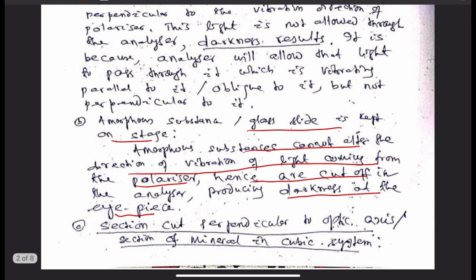Let us say third type, a section of a mineral which is cut perpendicular to optic axis, or a section of a mineral belonging to cubic system. In those cases, what happens? Here the section cut perpendicular to optic axis or the mineral belonging to cubic system, both present a uniform atomic structure.